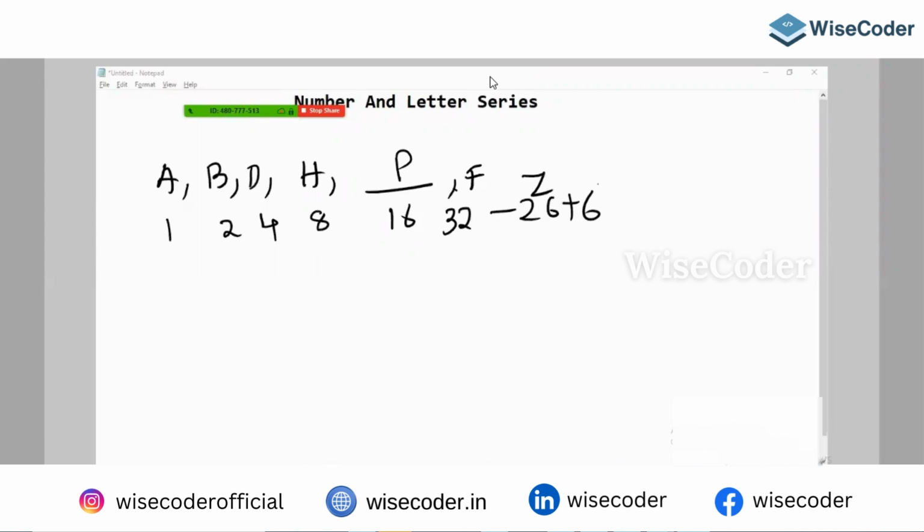If the question is like this: E, A, dash, O, I. So these are what?